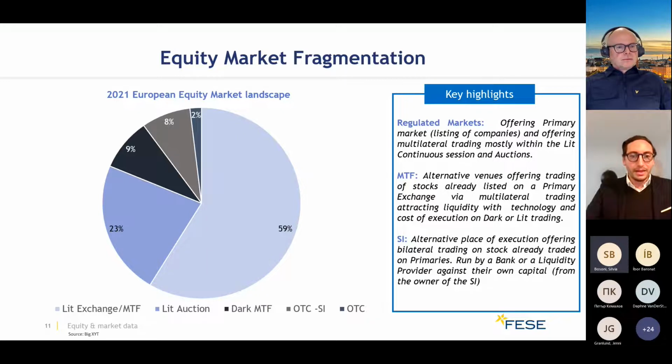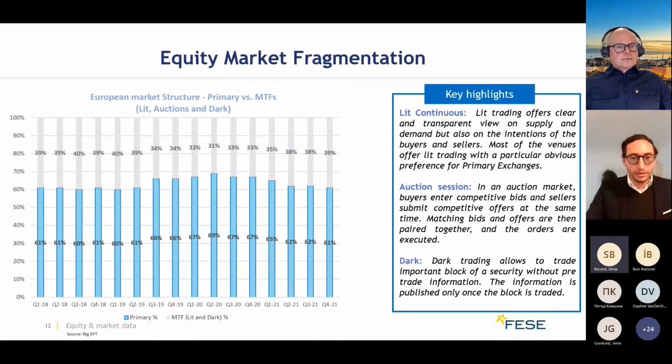Now, moving on to the next page, so page 12. Here we can stress how the competition has evolved since 2018, which was the start of the implementation of MiFID II, between MTF and primaries, and looking at three execution channels: lit, auction, and dark. And let's highlight something very important here.